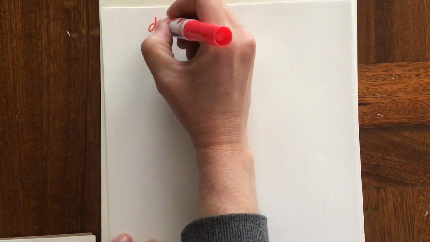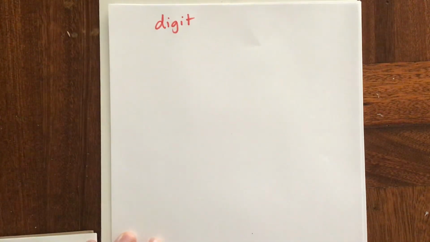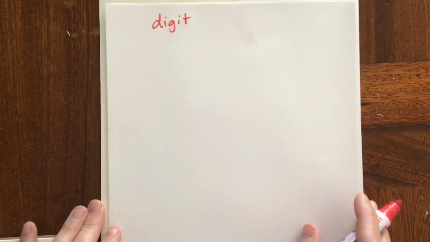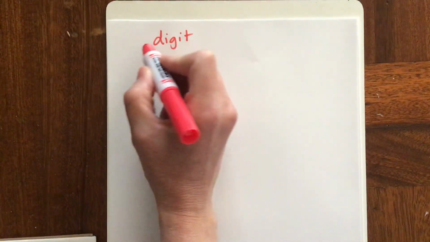Hello, second graders. We are going to practice with our math today. We're going to practice adding up three different numbers together, but they're going to be double digits. Do you remember that a digit is just a fancy word for number? So we're going to work on just practicing a couple different strategies, and I'll show you what I'm talking about.